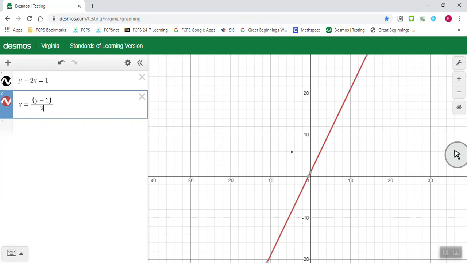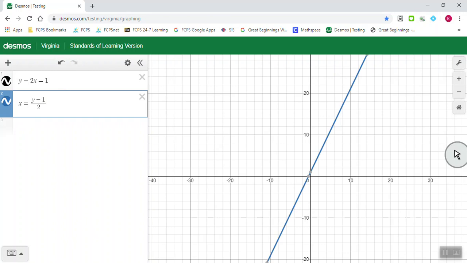Now, notice over here what happened. My graph changed colors. So I'm going to delete that second one so you can see it again. My first one, and you can look next to it, is black. It is a black line. When I go to type in my second one, which is x equals, then I have y minus 1 on top over 2. Now it turned to a blue line. If you click it, it goes away, which means these are the exact same line.